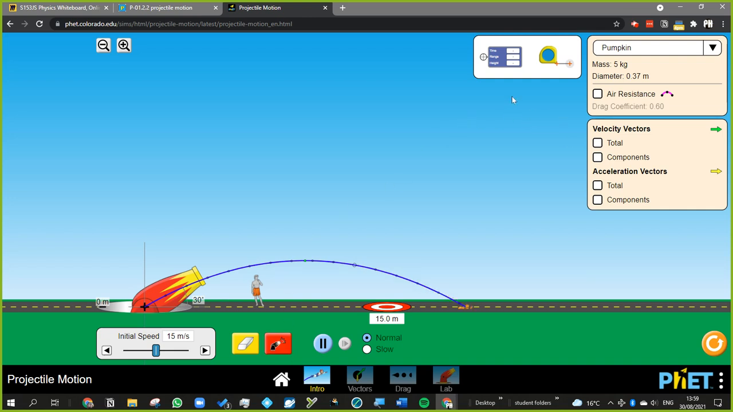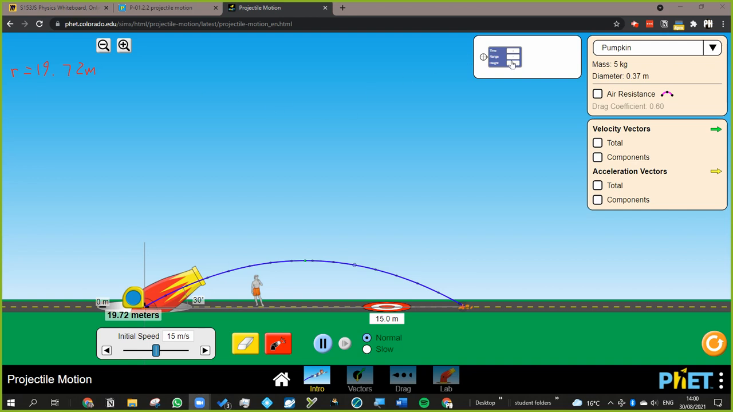Now, what we want to know is what is its range. In this case, we can see its range looks like about 19.72. I'm probably not getting it quite right, but let's just make a note of that. So the range was equal to 19.72 meters.